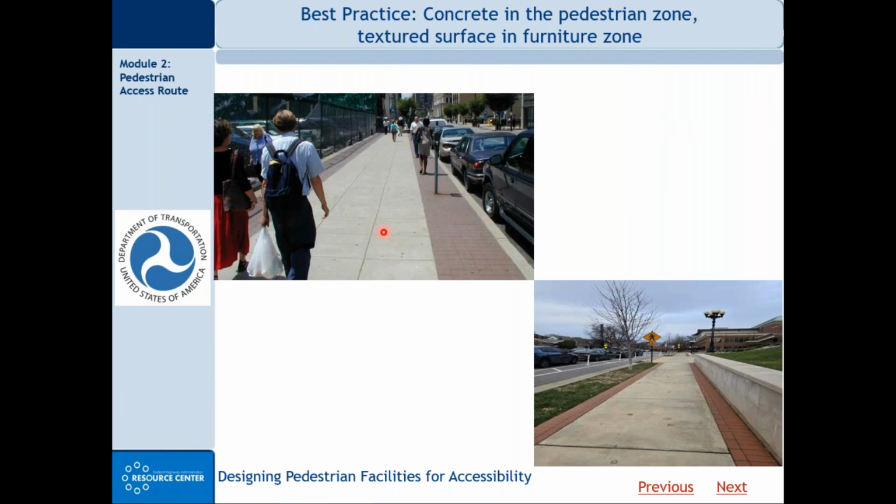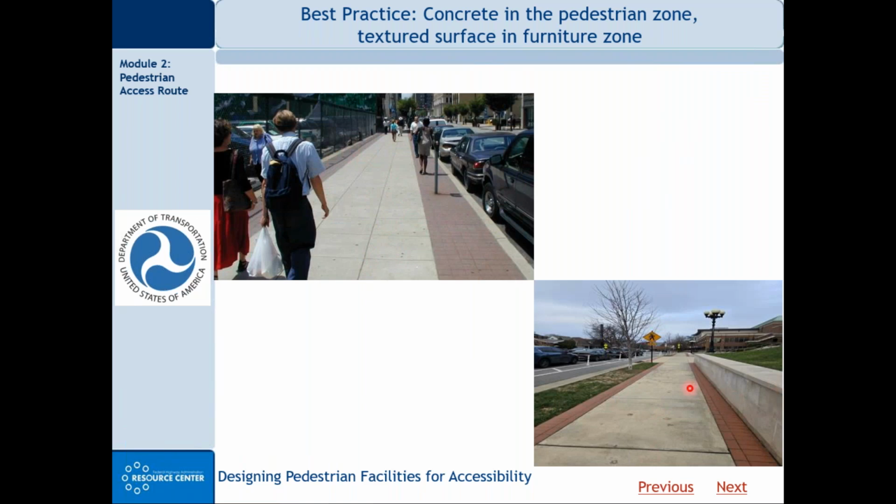Remember, I said smooth is best in terms of reducing pain for wheelchair users. So I like these designs here. Notice here that the travel path is smooth, hard concrete, and then the buffer or the border or the planter strip and the frontage zone looks like stamped concrete, but the color and texture are in the border areas.